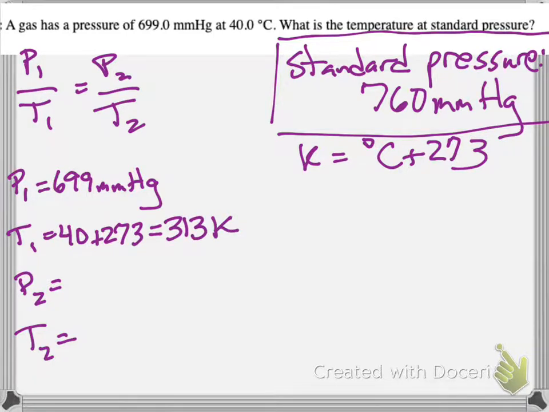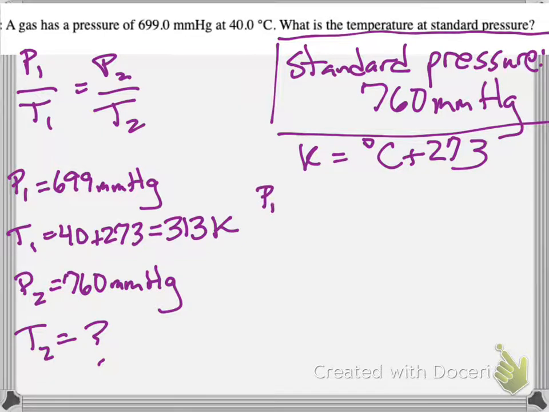So we start at a temperature of 313 Kelvin, and we're asked what is the temperature at standard pressure. That means we don't know T2. We don't know what the temperature changes to. We do know, because we know a little bit about standard pressure, or it may be given to you, that standard pressure is equal to 760 millimeters of mercury. So now all that's left to do is plug and chug.